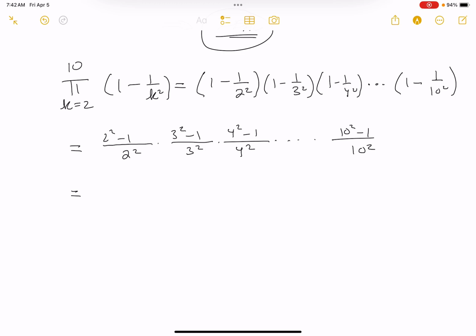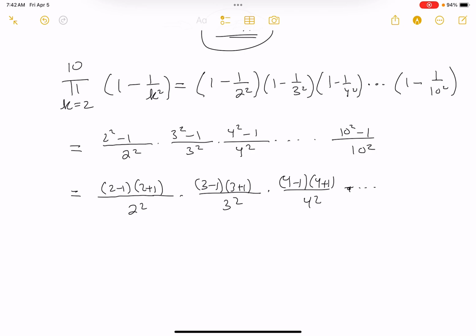Now what I know about those numerators is they're factorable. So for this one over here, it's 2 minus 1 times 2 plus 1 over 2 squared. What's the next one going to be? 3 minus 1 and then 3 plus 1, over 3 squared. What's the next one going to be? 4 minus 1 and then 4 plus 1. It's got a really nice pattern to it at this point. Whoops, sorry about that. It's a product, not an addition. All right, goes up here. This would be 10 minus 1, 10 plus 1, over 10 squared.